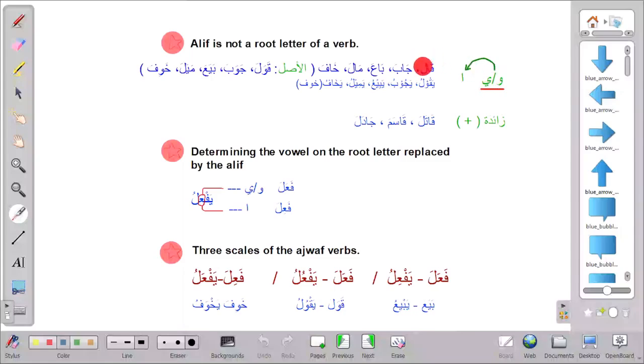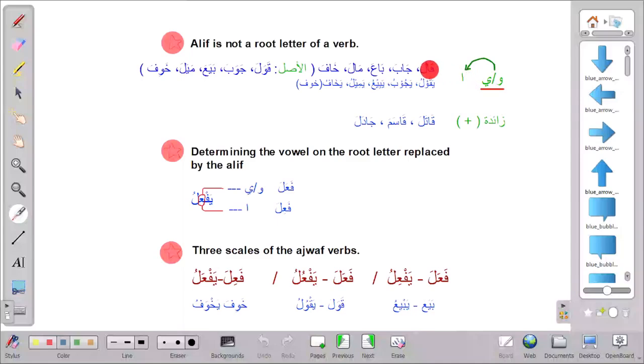When you see the adjunct verbs, qala, ja'a, ba'a, mala, khafa, haba, all these verbs that you are seeing with the alif at the middle, three-letter verbs with alif in the middle, the alif is either one. It replaced a waw or a ya. So it was originally a waw or a ya, which got replaced by the alif. I hope that is clear.